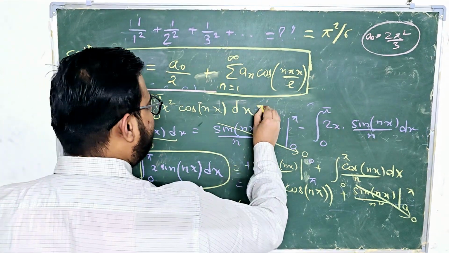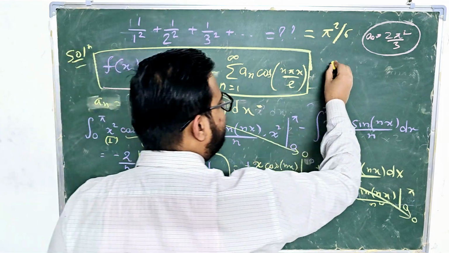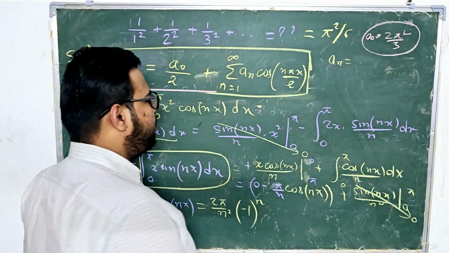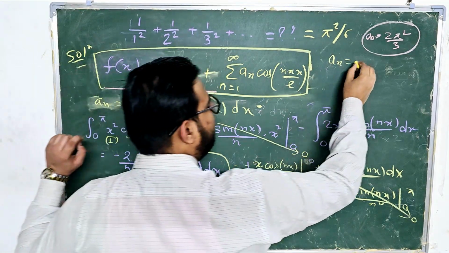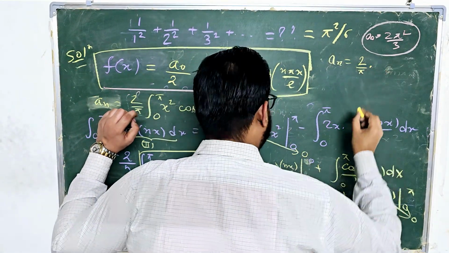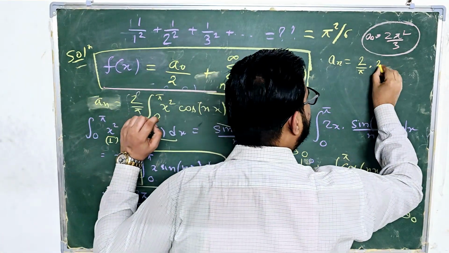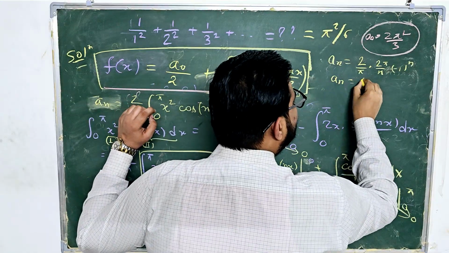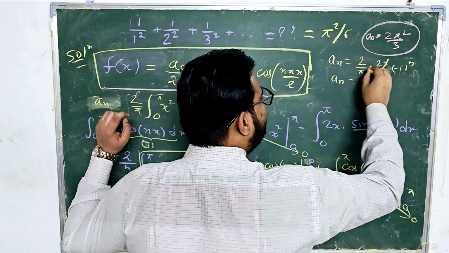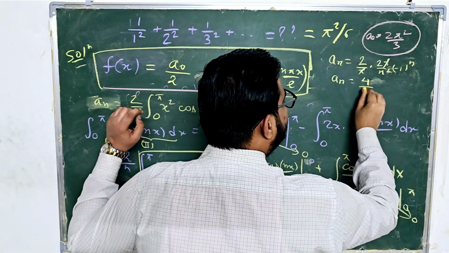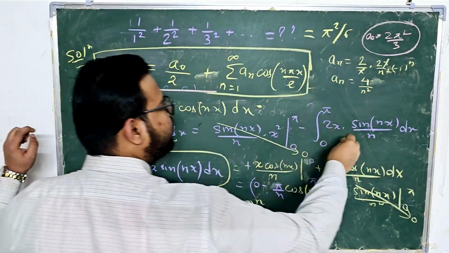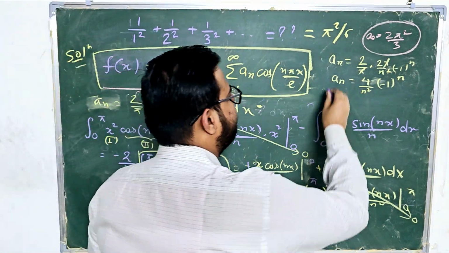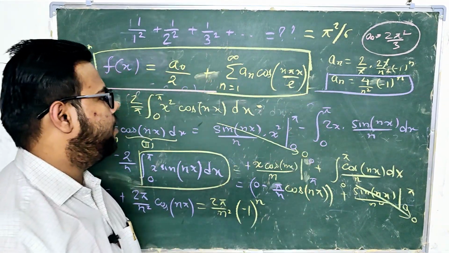So this integral is actually equal to, I should write over here, a_n is actually equal to 2π by n². Of course, 2 by π we have to multiply, 2/π times 2π/n² times (-1)^n. So we get a_n is 4π, π and π get cancelled, so it will be 4 by n², (-1)^n. Okay, so we got a_n as this function in terms of n.